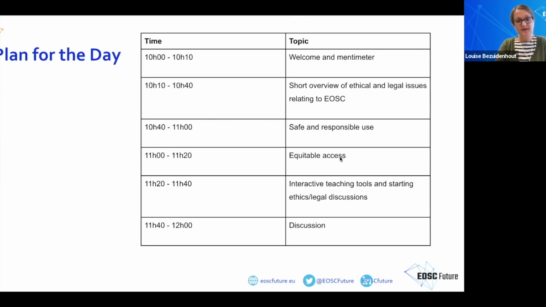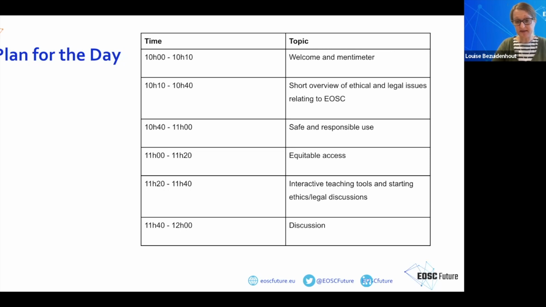So the plan for the day is we're going to have a few welcome activities. We're going to do a Mentimeter, of course, because everyone likes a Mentimeter. I'm then going to give a short overview of some of the ethical and legal issues relating to EOSC. And then we're going to drill down into two categories that I think usually are very high on the list of issues that people want to discuss. And that's issues to do with safe and responsible use of data and how it relates to EOSC, and issues to do with equitable access, so equal access to EOSC resources and products.